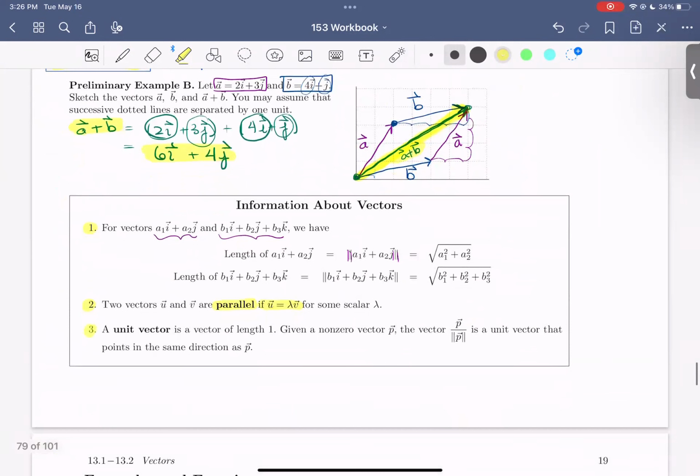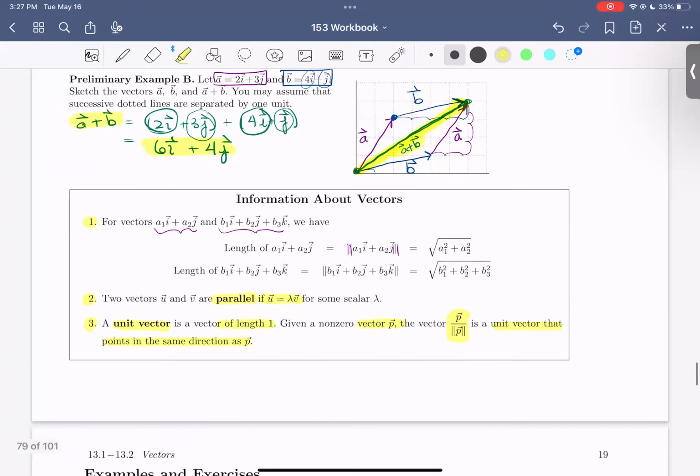Now the final concept we have here is that of a unit vector. A unit vector is a vector of length 1. That might not be too surprising. We see unit fractions, which are fractions in which the numerator is 1. So a unit vector is a vector whose length is 1. What's really cool is that given any non-zero vector p, we can make it into a unit vector by taking p and dividing by the magnitude of p. The claim here is that the vector p over the magnitude of p is a unit vector that points in the same direction as p, meaning it's parallel to p.